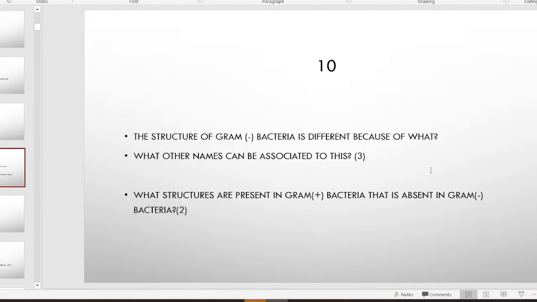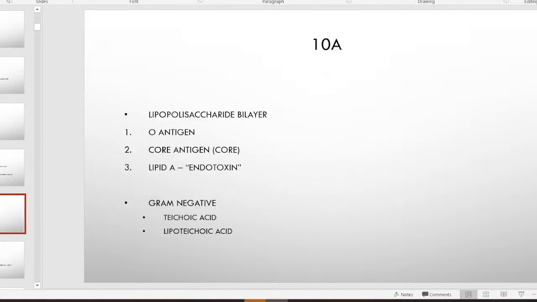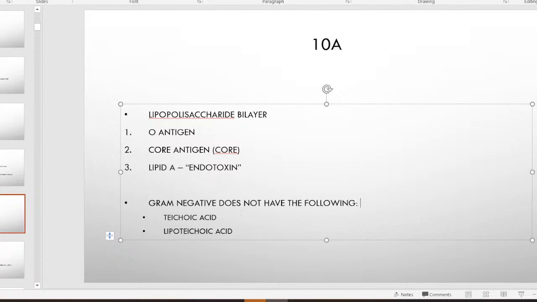Structures that are present in gram-positive bacteria that are absent in gram-negative bacteria. I want to clear this out so that it's not confusing for you guys: gram-negative does not have the following.